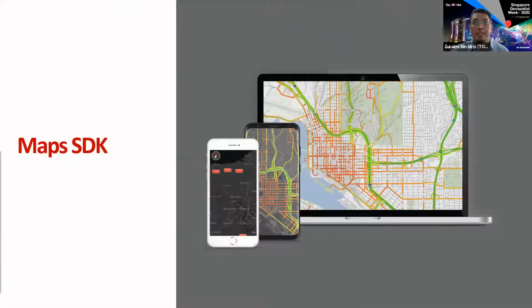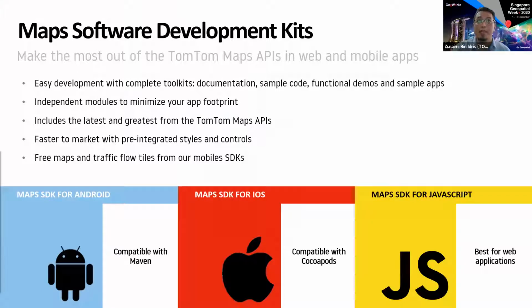Maps SDK. Maps software development kits. Make the most out of the TomTom Maps APIs in web and mobile apps. This is easy development with complete toolkits, documentation, sample code, functional demos, and sample apps. There's independent modules to minimize your app footprint. Includes the latest and greatest from the TomTom Maps APIs, faster to market with pre-integrated styles and controls, free maps and traffic flow tiles from our mobile SDK.